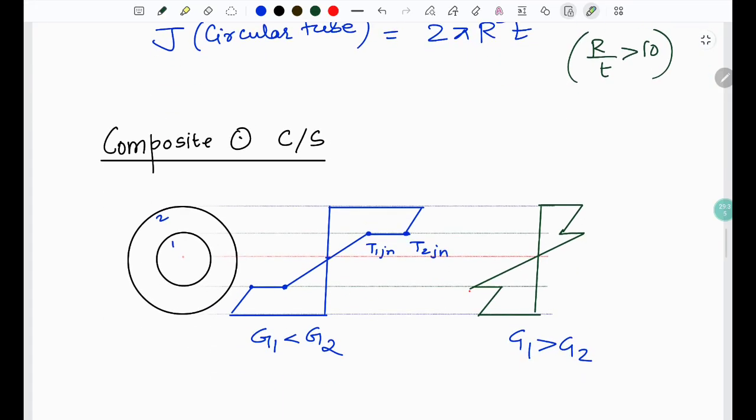Here we have a variation in a composite cross section of shafts where we have material with G1 rigidity modulus and G2, and the variation will go something like this. In case G2 is more, the G2 stress will be at a higher place, having higher stress value, whereas for G1 it will be at lesser value, and in case G1 is more, the G1 value will be higher than the G2 value.